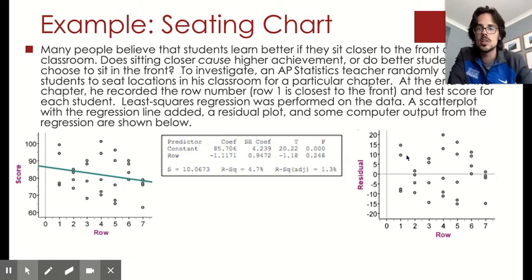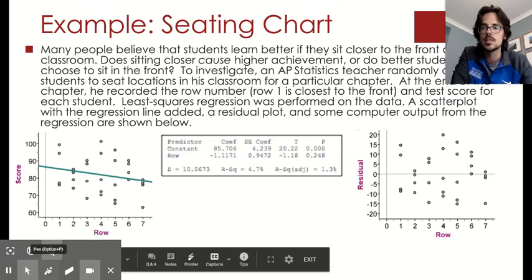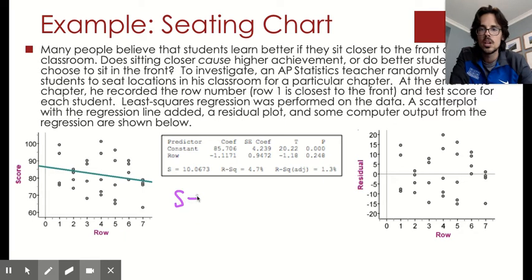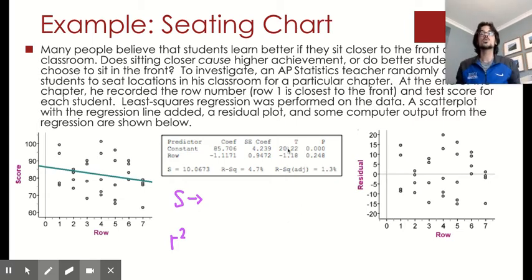And then the last two things with this problem here are interpreting S and interpreting R squared. We've done this a lot, so I'm going to say it out loud, but I'm not going to write it down. You guys should probably try this for yourself before you listen to me, because we went over this in depth in the last video. So S, typical residual size.